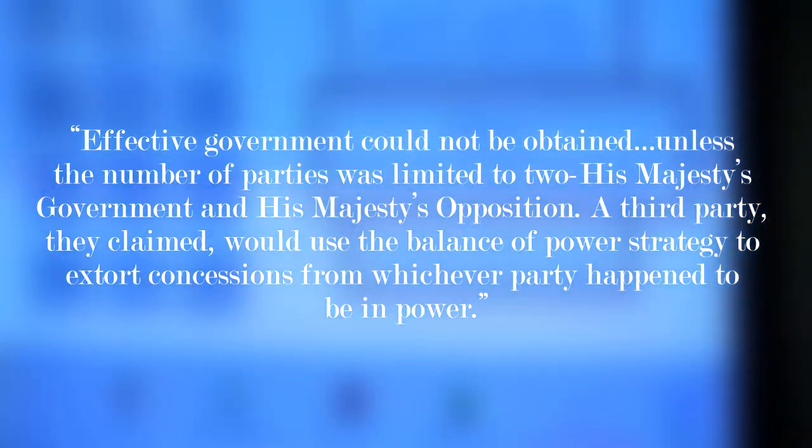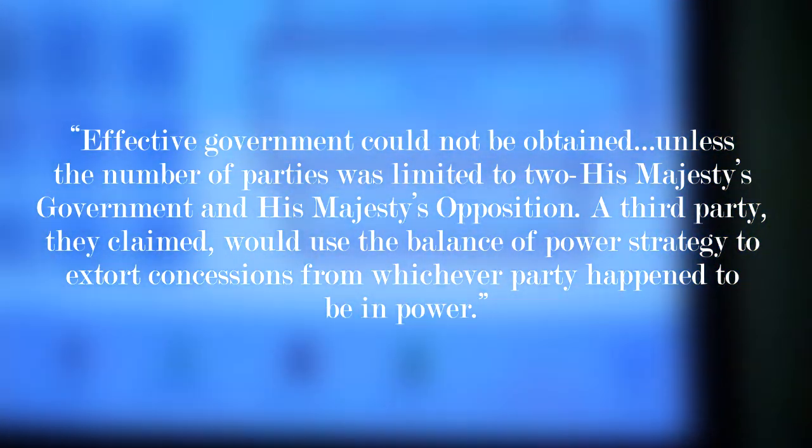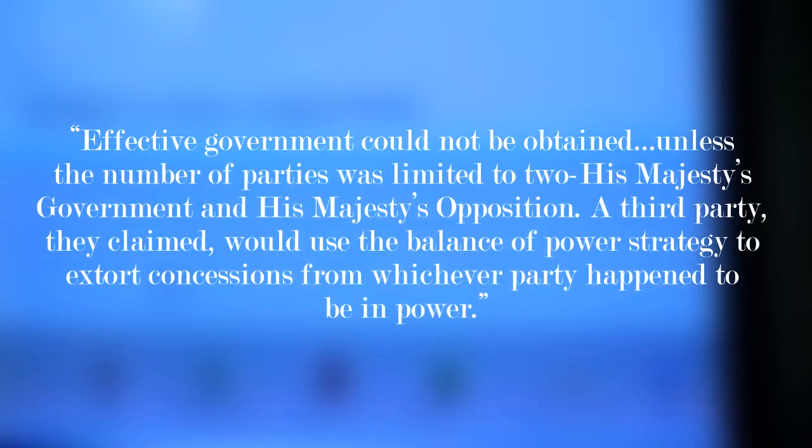A third party, they claimed, would use the balance of power strategy to extort concessions from whichever party happened to be in power. The only jurisdiction that had begun to experiment with proportionality was Tasmania, with the Hare-Clark system that was among the first of its kind in the world. Most of the colonies used first past the post to elect MPs, which had the effect of creating dualist systems as two major groupings became the main contenders for most seats.